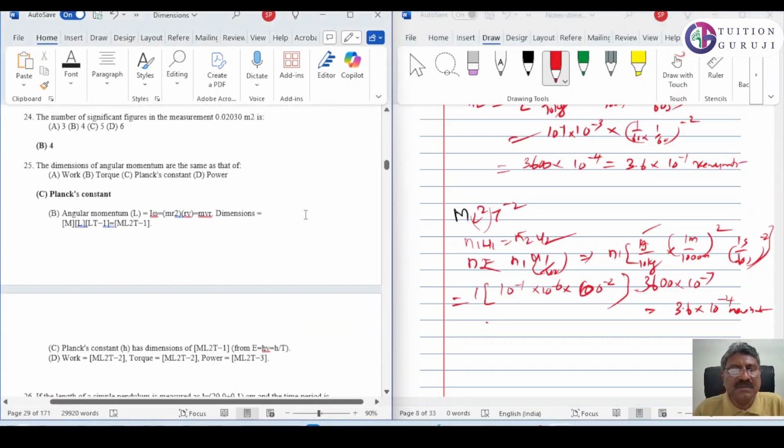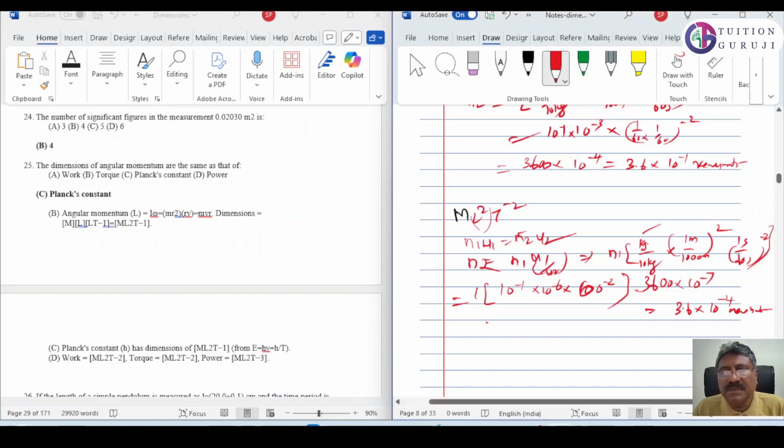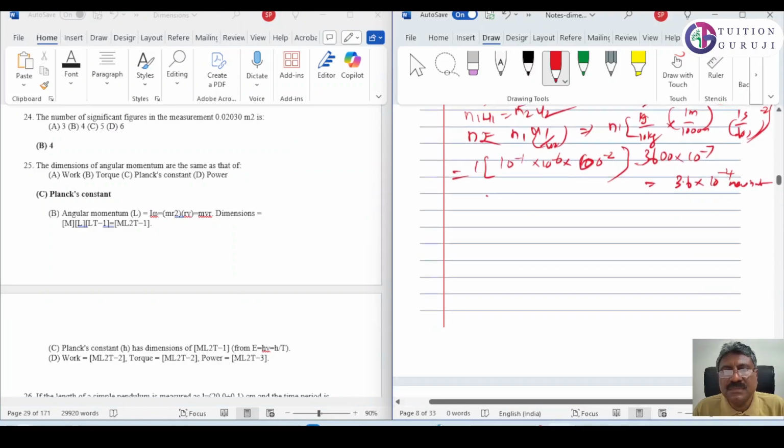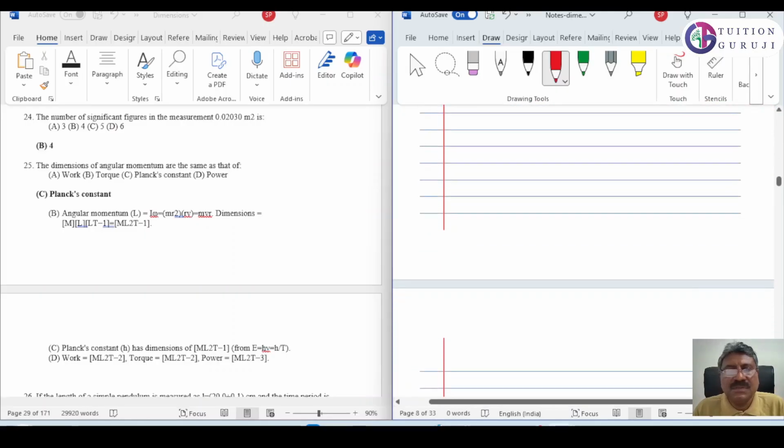Next question: the number of significant figures in the measurement of 0.02030 meter square is. The zeros before the non-zero figures, after the decimal, are insignificant. Therefore, 2, 0, 3, 0 are significant, and the zeros before the 2 are not significant. Therefore, there will be only 4 significant figures.